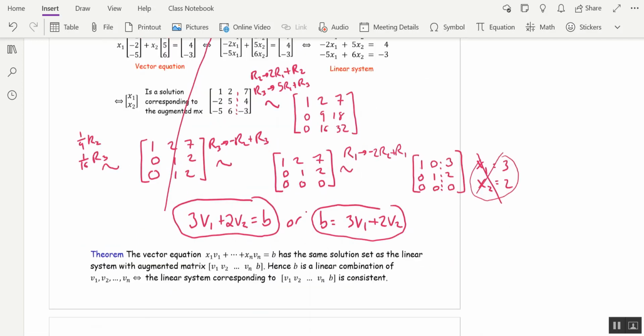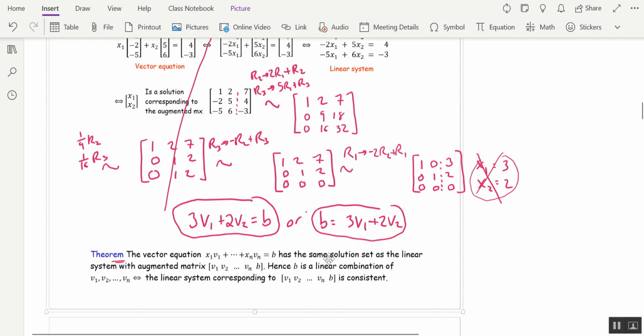Okay, so that whole long example was to illustrate this theorem. This theorem says that the vector equation x1 v1 through xn vn, the addition, equals b, has the same solution set as the linear system with the augmented matrix that has the v's in as the columns, and then you augment with b. So b is a linear combination of the v's if and only if, when you reduce that augmented matrix, you get a consistent system.